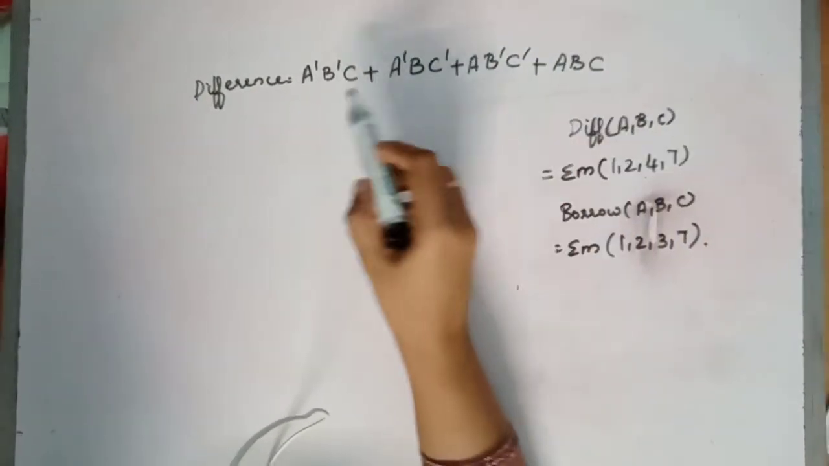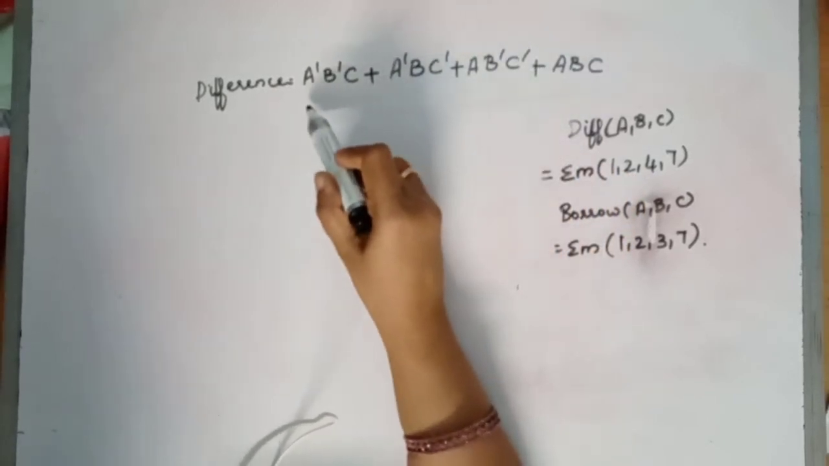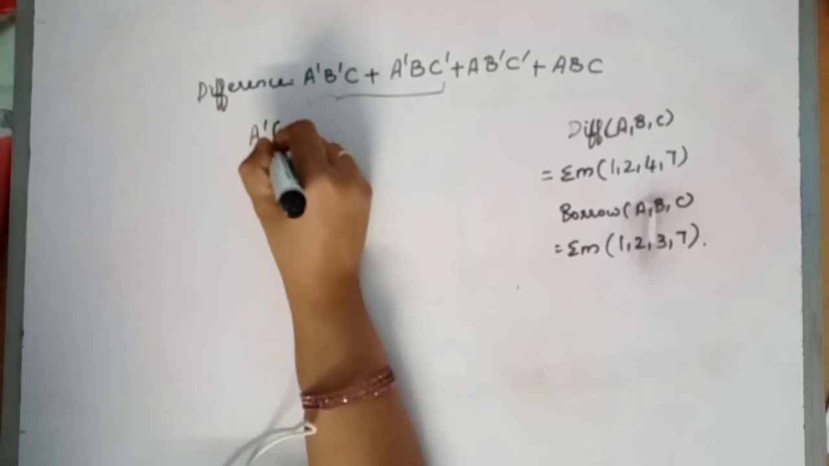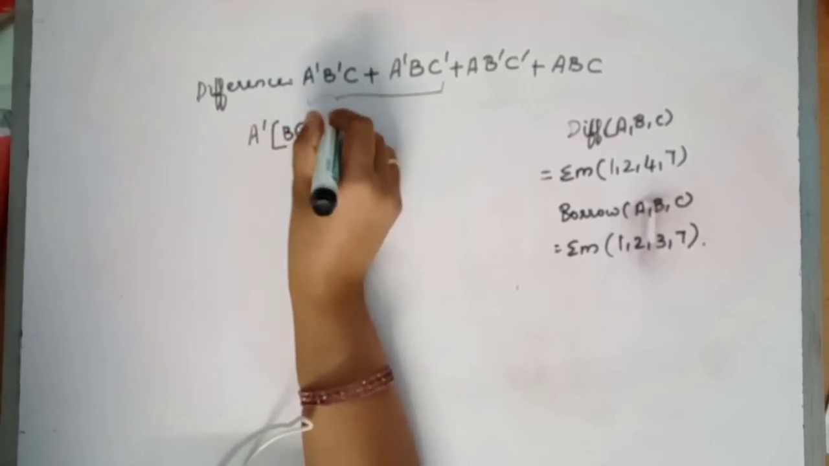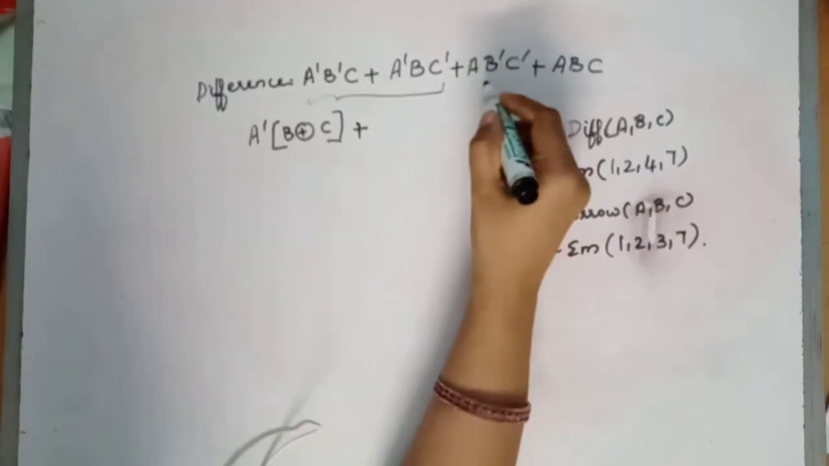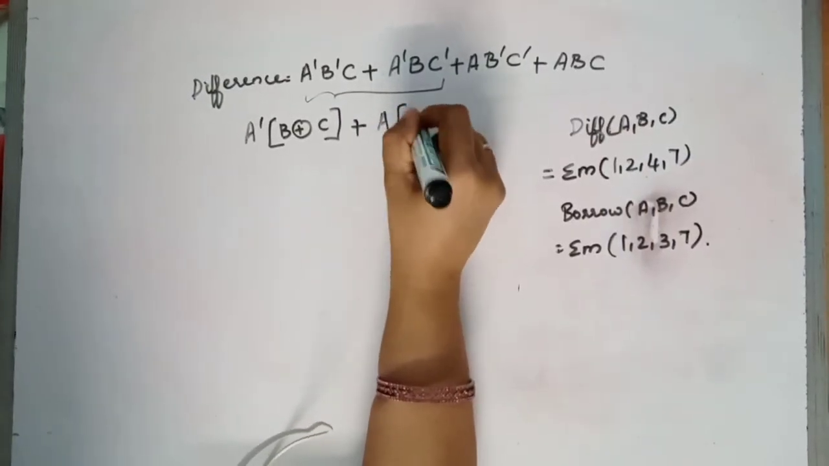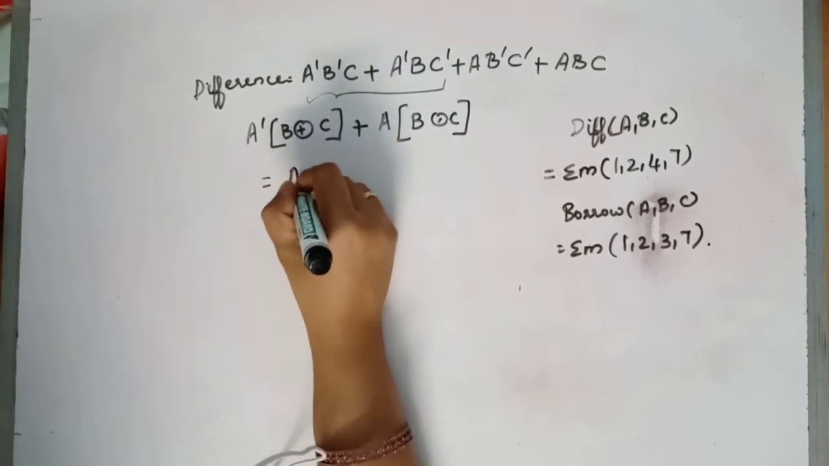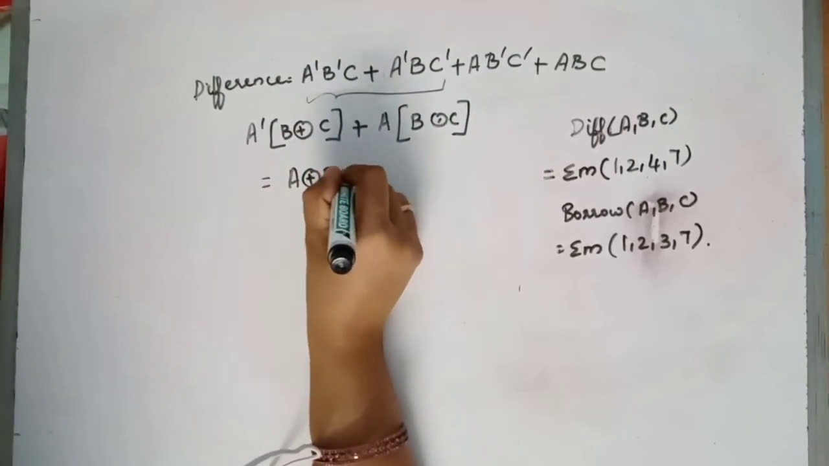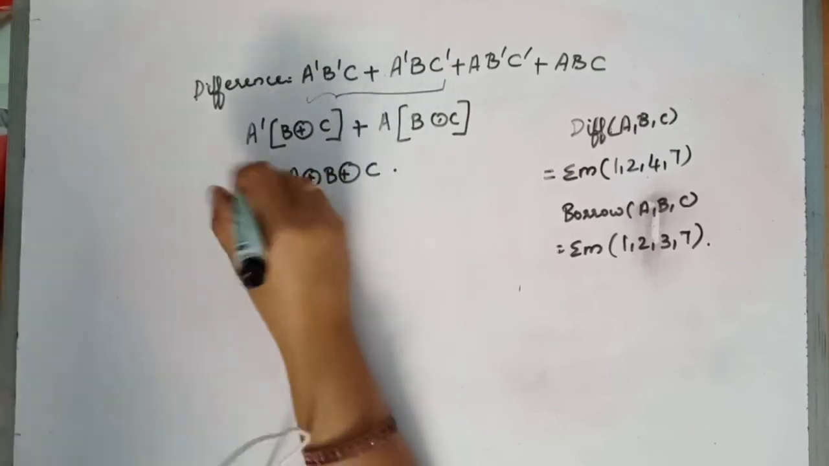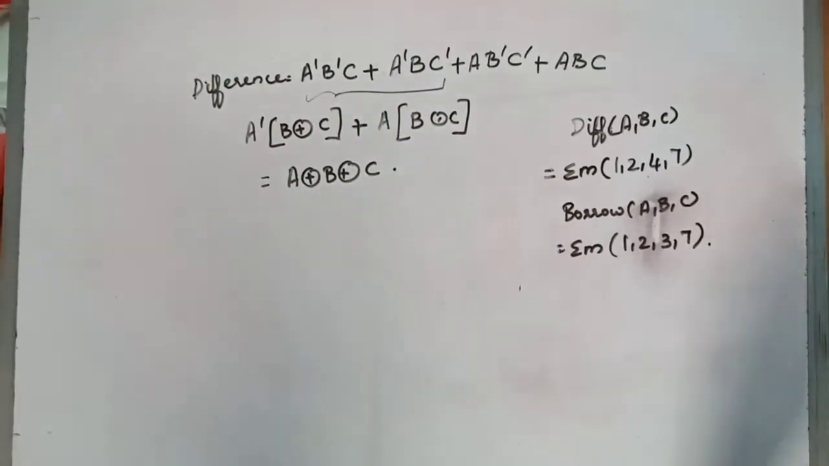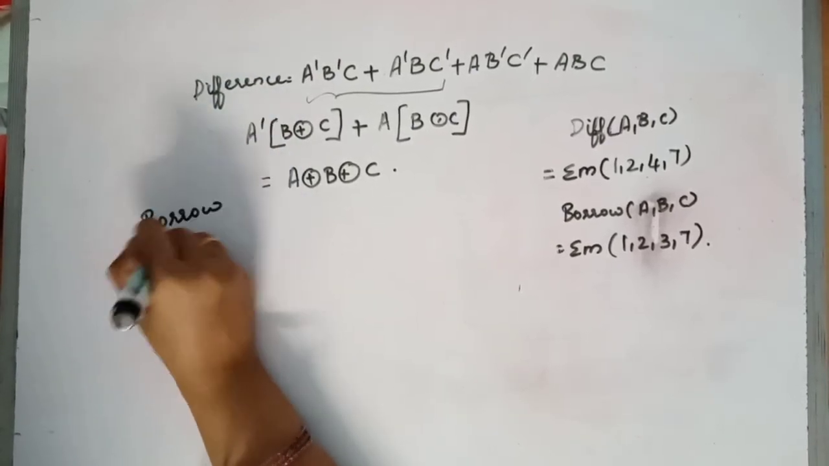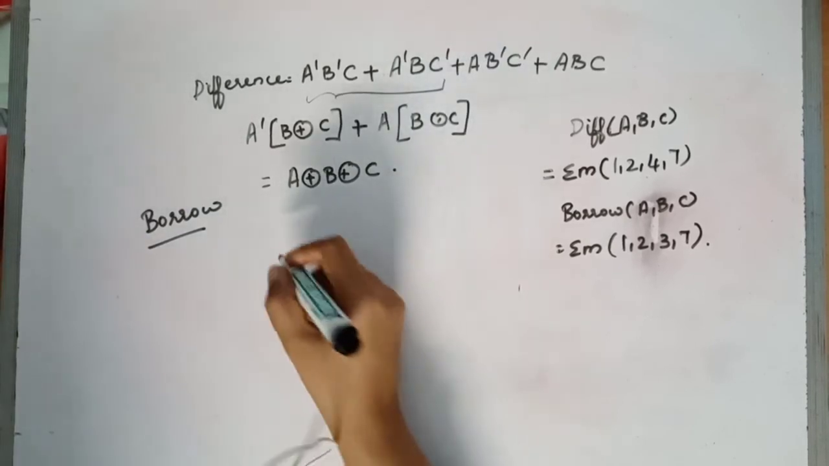Right? So if you take these two, like in the earlier case, it is A bar times B XOR C, and here you have A times B XOR C. So like in the earlier case, it is A XOR B XOR C. That is the difference. Right? And borrow, like in the case of full adder.